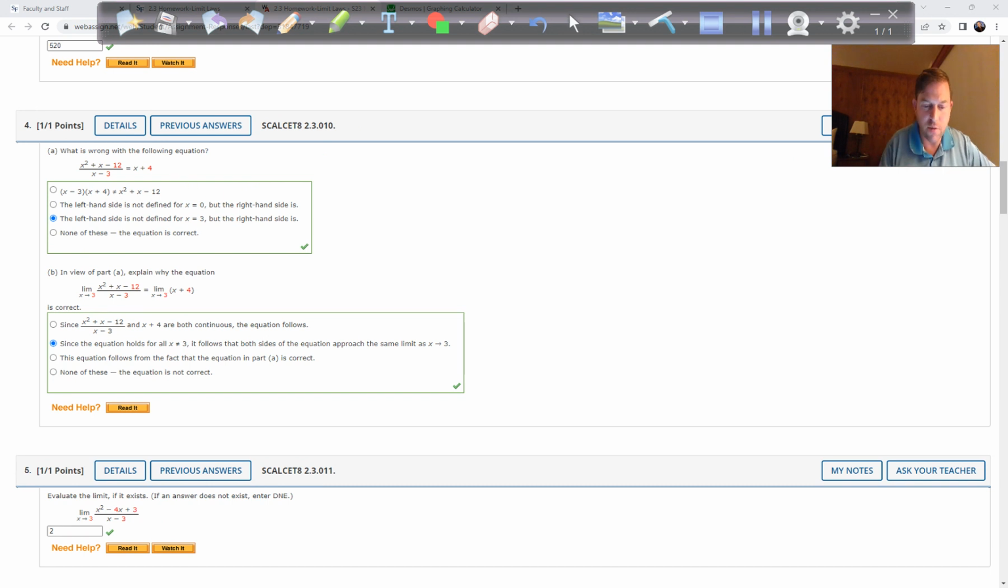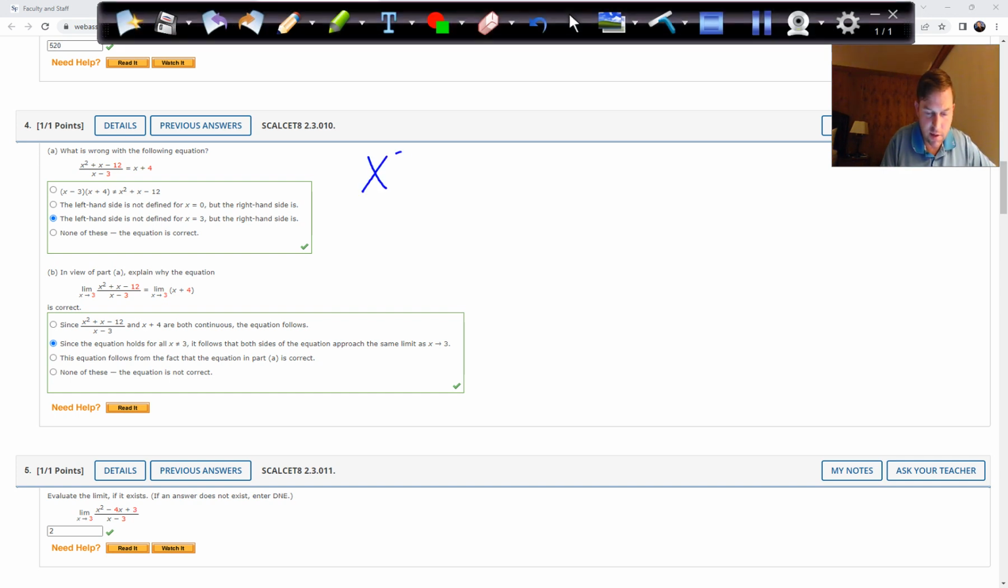Okay, so problem 4. So one of the things about limits is whenever you get a limit, especially of a fraction and you have like a polynomial on top and a polynomial on bottom, what you want to try to do is see if it will simplify. So let me write it a little bigger. X squared plus x minus 12 divided by x minus 3, and they're saying that equals x plus 4. Well, let's test that.